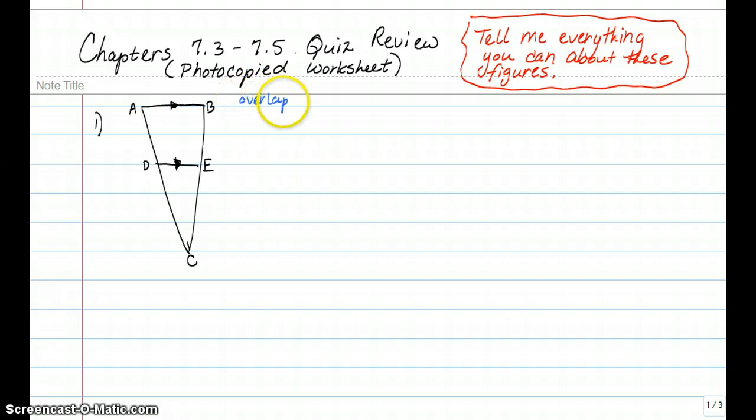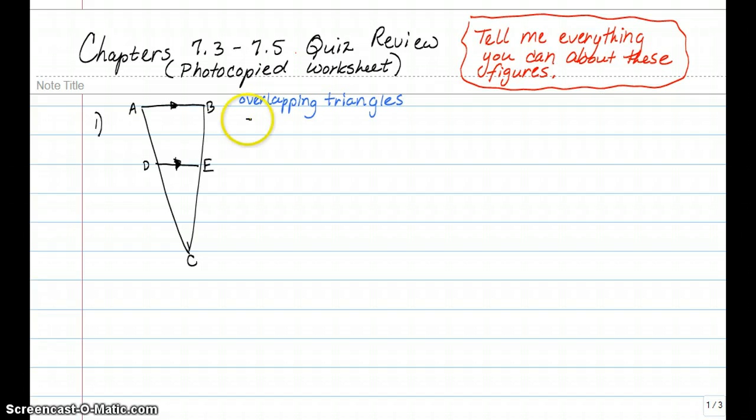I would like you to write that on your sheet. And then we're going to just make some observations. We're going to tell everything we know about these figures, and then we're going to try to use, as it says on your photocopied worksheet, we're going to try to say something about the AA, SSS, or SAS similarity postulates. So angle, angle, side, or side, side, side similarity postulates. And if we can, we'll say something about scale factor as well.